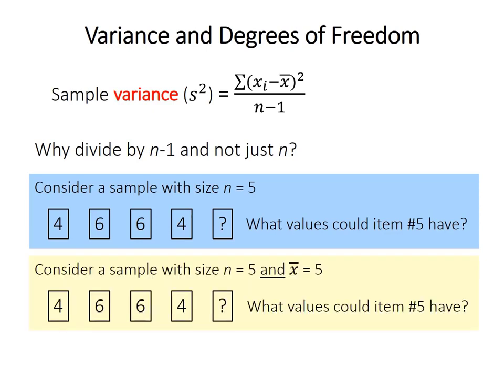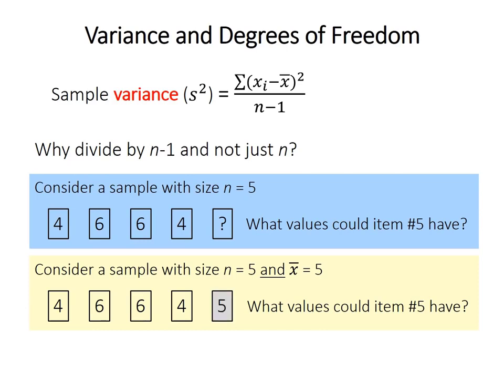But let's imagine the similar situation where we have the same data set, 4, 6, 6, and 4, but now we know that the average, or the mean, is 5. So if these first 4 values are 4, 6, 6, and 4, in this case the final value could only be 5, because given that the mean is 5, the average of those things has to be 5. So if we know the first n minus 1 values and we know the mean, this final value has no freedom to vary. It has no degrees of freedom. It must be one thing. It must be 5.